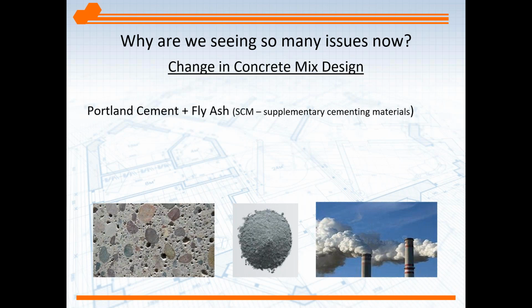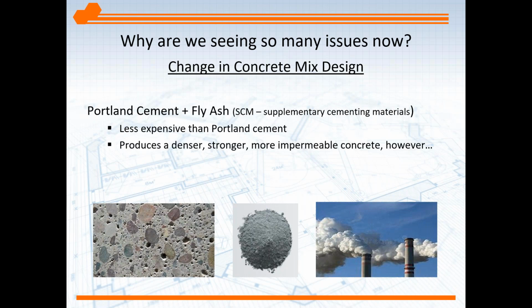And when this product is added to Portland cement concrete, it gives you a potentially less expensive cubic yard of concrete, but it also produces a denser, stronger, more impermeable concrete. So a lot of good things happen because of fly ash added to Portland cement. However, the big however, it requires more drying time.